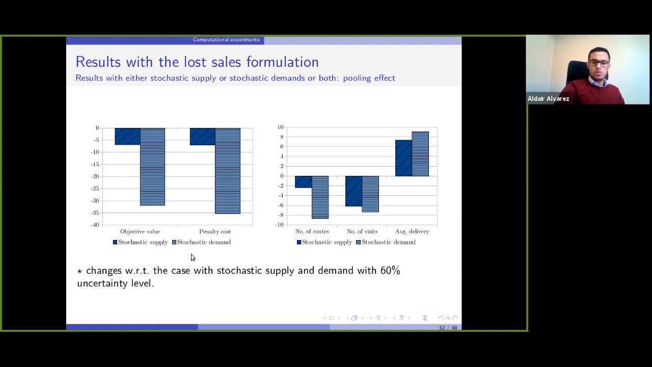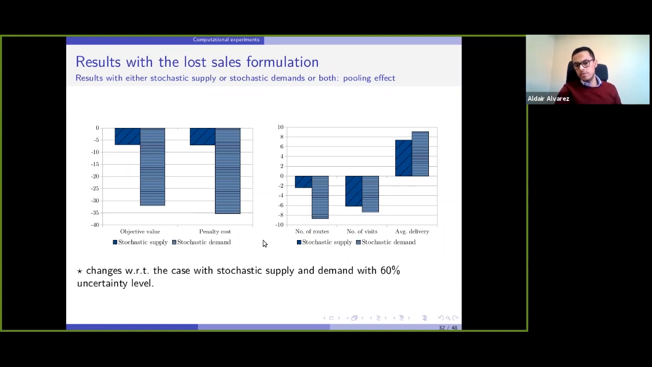So as expected, solutions are cheaper and we have less penalty if we neglect one or the other. But it's important to see how, if we consider only stochastic supply, this decrease is relatively low compared to the case with only stochastic demand. So this is already giving us a hint that stochastic supply has a more significant impact on the solutions, given that if you neglect stochastic demand, then your solution doesn't get much cheaper, much better.